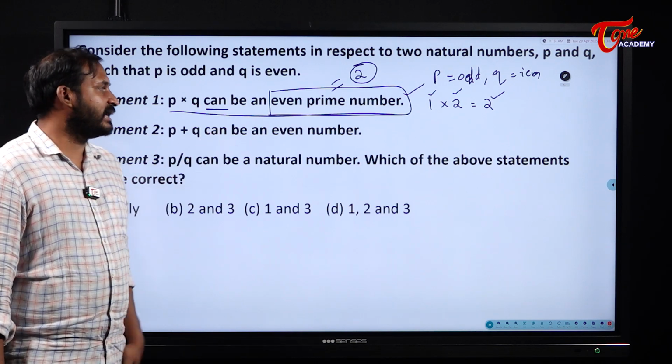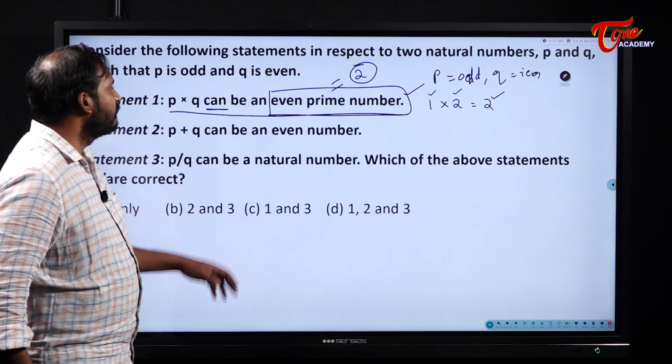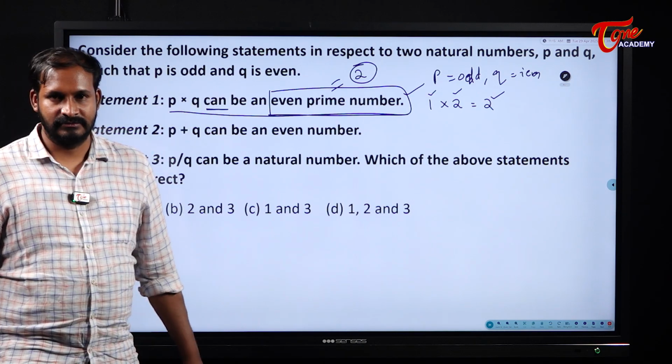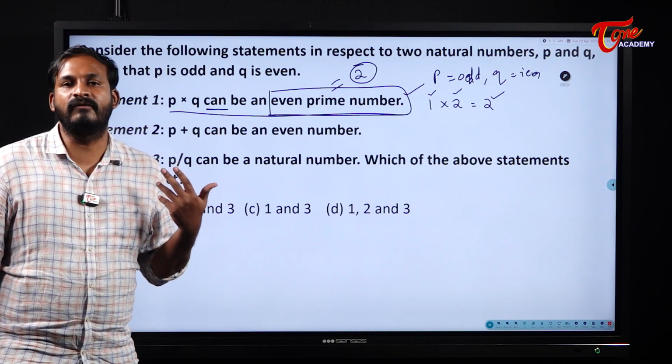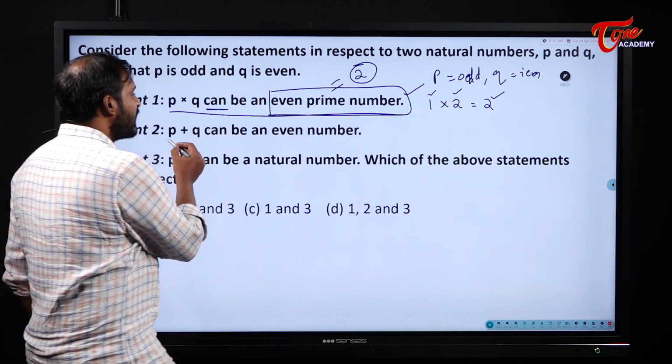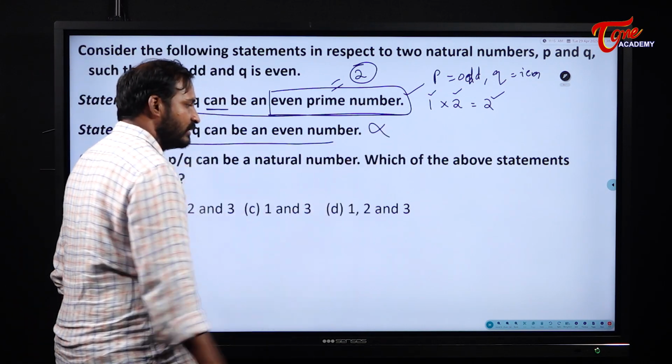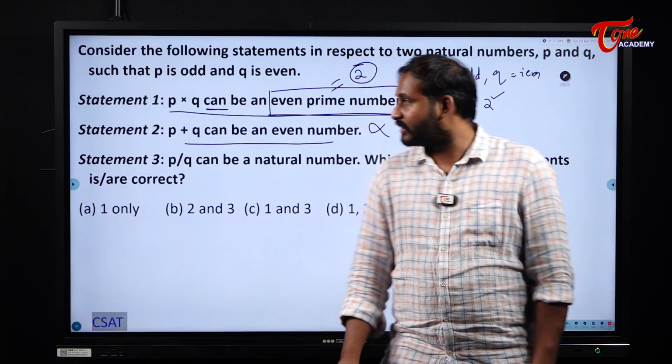P plus Q can be an even number. Is it possible? Why? Because P is odd and Q is even. When you add an odd and an even, what will be the output? The output will always be an odd number. But is there a chance to have an even number? Not at all possible. So the second one is wrong.